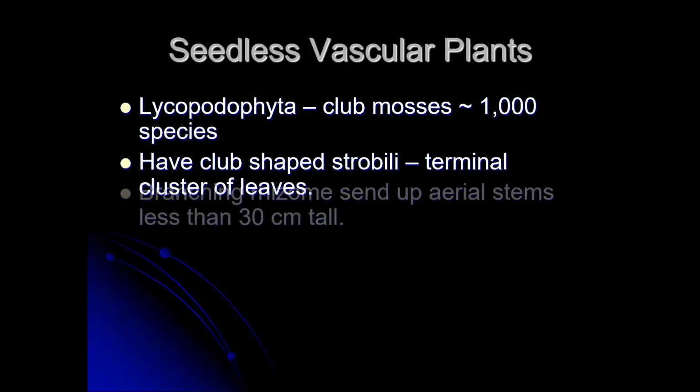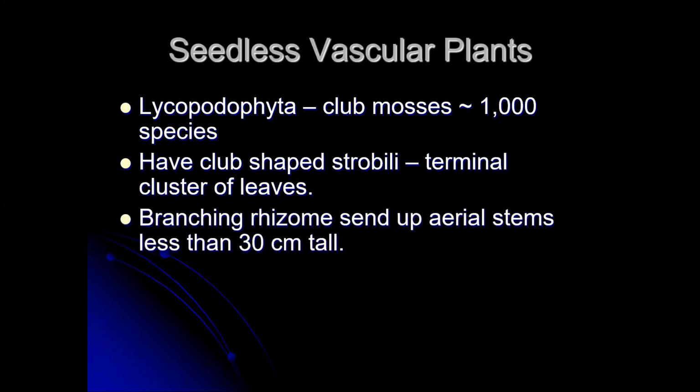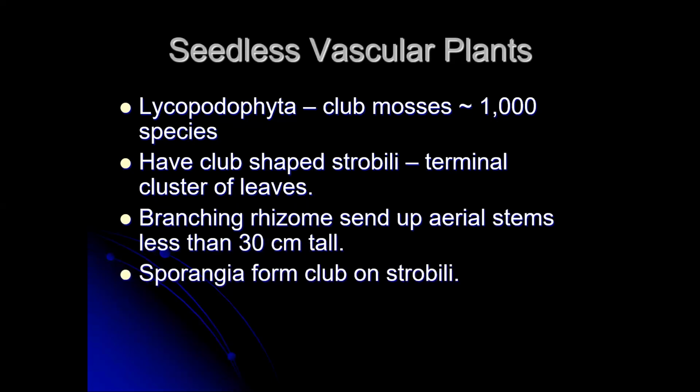And we have a branching rhizome that sends up aerial stems less than 30 centimeters tall. That's a foot. And then sporangia form a club-shaped structure also on the strobili.